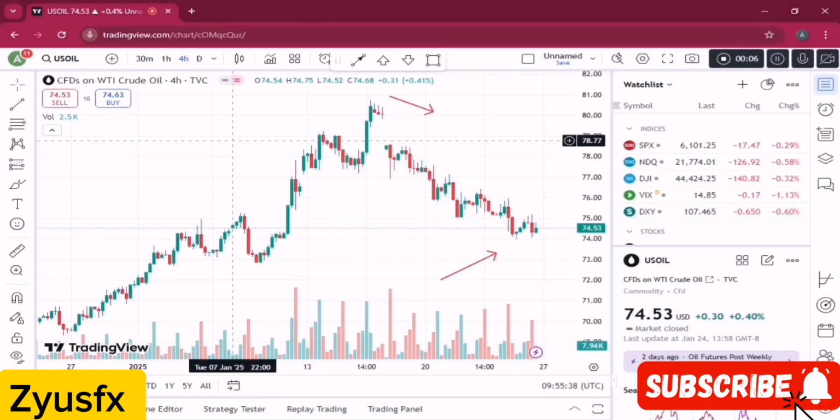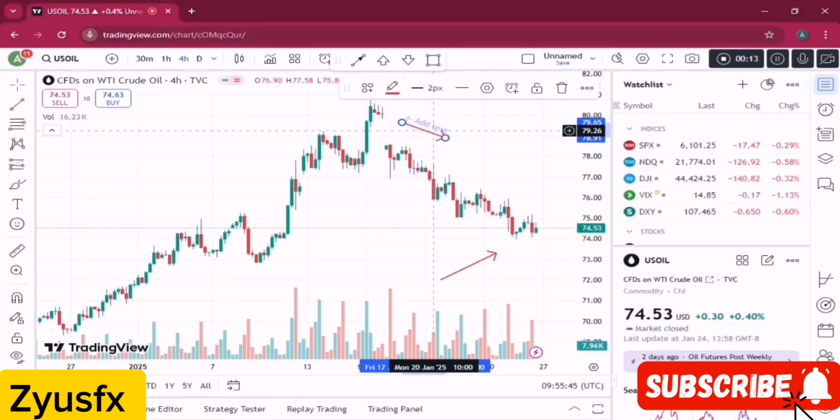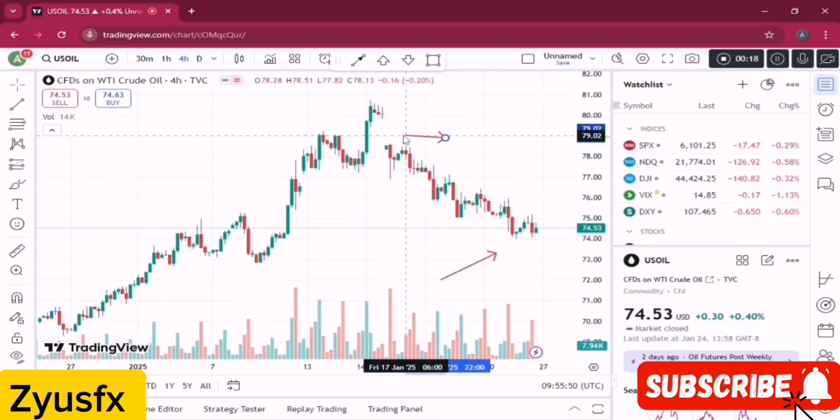Today I'll be sharing with you guys how to trade the trend line strategy. So we're going to be checking out some examples. We are currently on US oil and this is the trend line strategy. So we are using the 4-hour time frame.